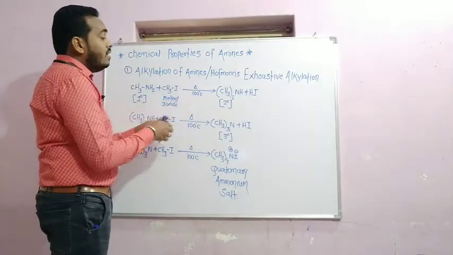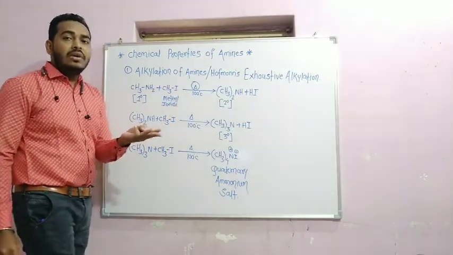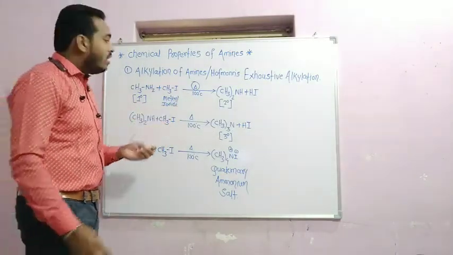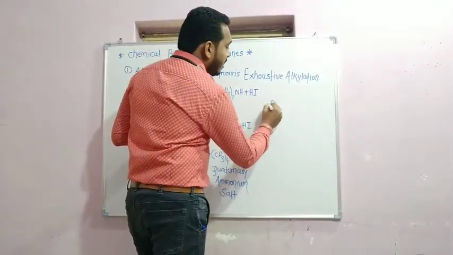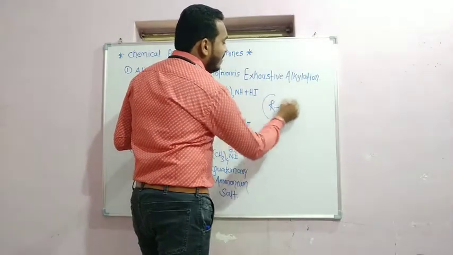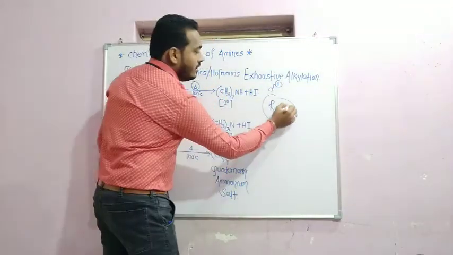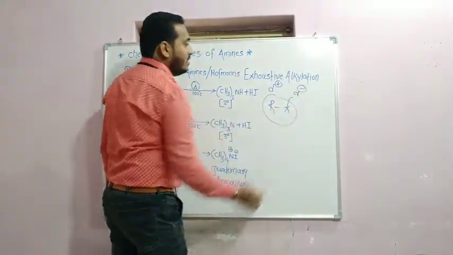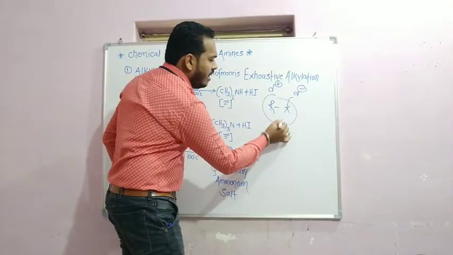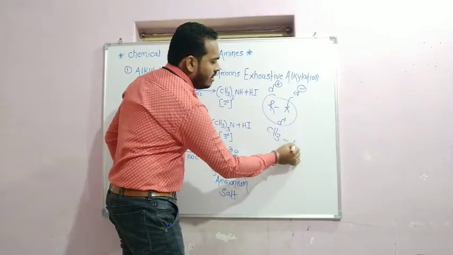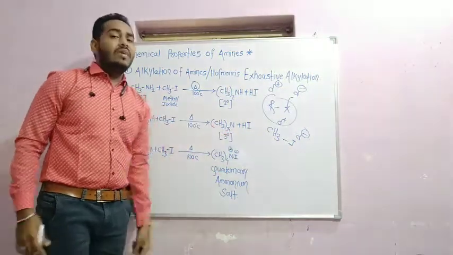When the primary amine is heated with methyl iodide at about 100 degrees, this sign indicates heating, boiling, and also decomposition. Always remember this. In the general formula of the alkyl halide, R is delta positive and X, the halide, is delta negative. Also CH3 is delta positive and I is delta negative. These are different charges, due to which they attract each other.